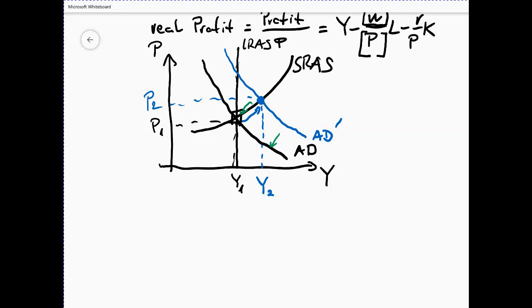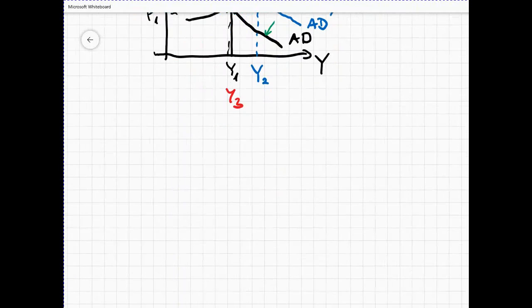And that means that there will be a negative aggregate supply shock because the cost of production went up, and that is going to be a leftward shift of the SRAS. And then finally you will have the same GDP as before, but at a higher price level. So what else could happen with the SRAS?